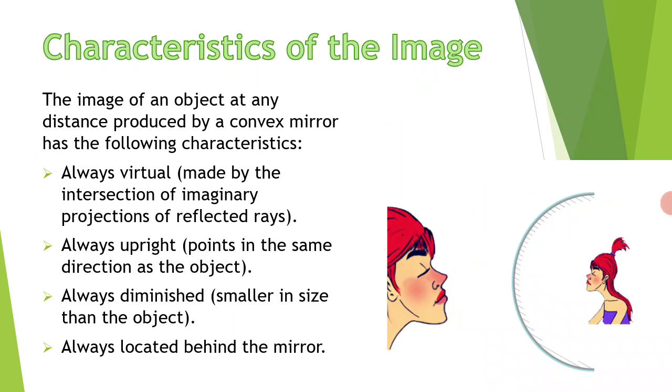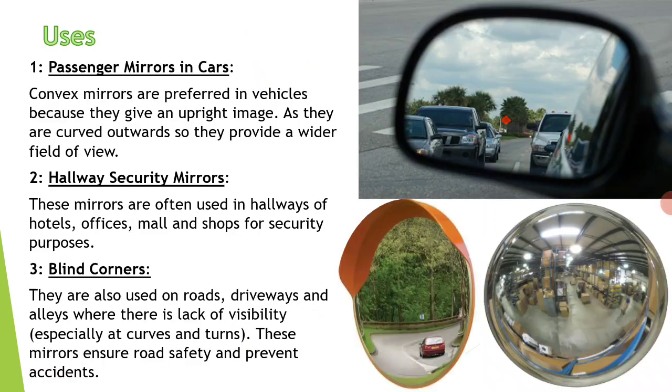Now, what are the characteristics of the image formed by the convex mirror? It is always virtual, always upright, always diminished, and always located behind the mirror. Now, what are the uses? Convex mirrors are used as passenger mirrors in cars, hallway security mirrors, and blind corners. So, the first use is passenger mirrors in cars. Convex mirrors are preferred in vehicles because they give an upright image, and as they are curved outward, they provide a wider field of view.